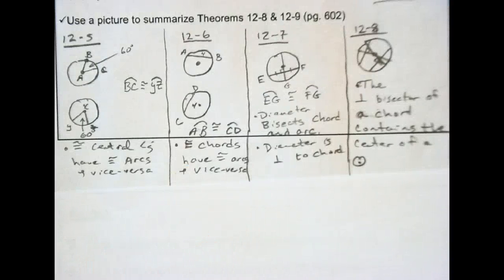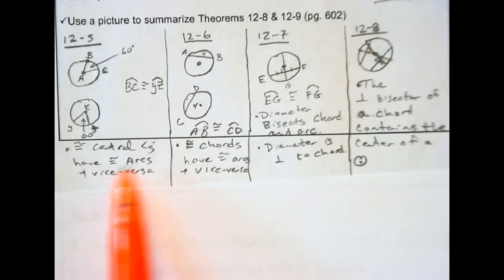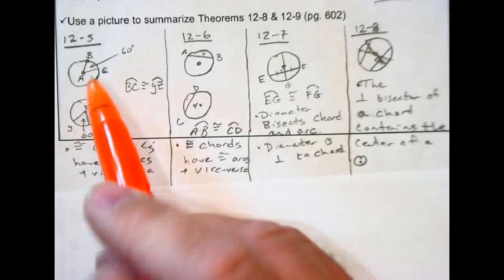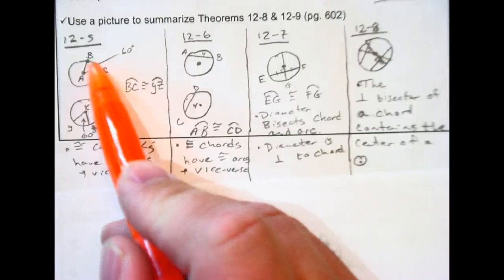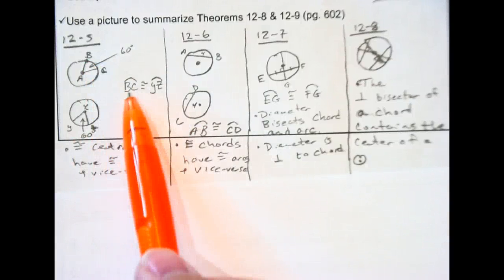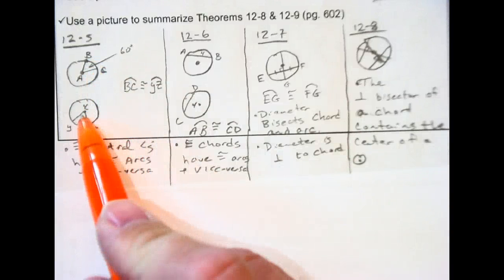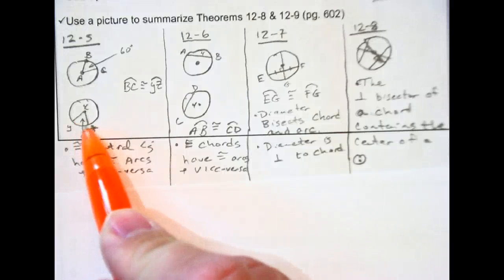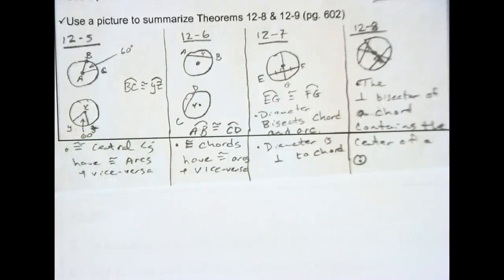These theorems, and all of these start the same way, in the same circle or in congruent circles. Theorem 12.5 talks about congruent central angles having congruent arcs. So if the central angle is the same, 60 degrees, 60 degrees, then the arcs are going to be congruent as well. Your central angle tells you the measure of that arc. So this 60 degrees means this arc also measures 60 degrees. So arc BC is congruent to arc YZ. And congruent arcs have congruent central angles.